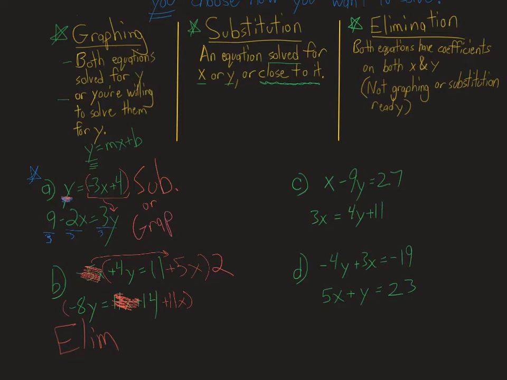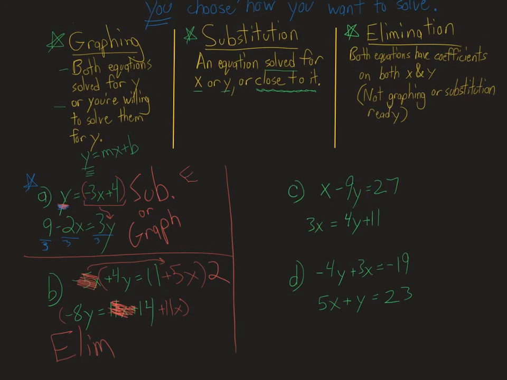Now, if you pick something else other than what I'm picking on these, that is perfectly okay. You're able to use all three methods. All three will give you the correct answer on all of these, but just realize you're going to get fractional, ugly type answers on some of these if you don't pick an easy method. And A, really, you could also use elimination. Elimination always works, I think, fairly easily.